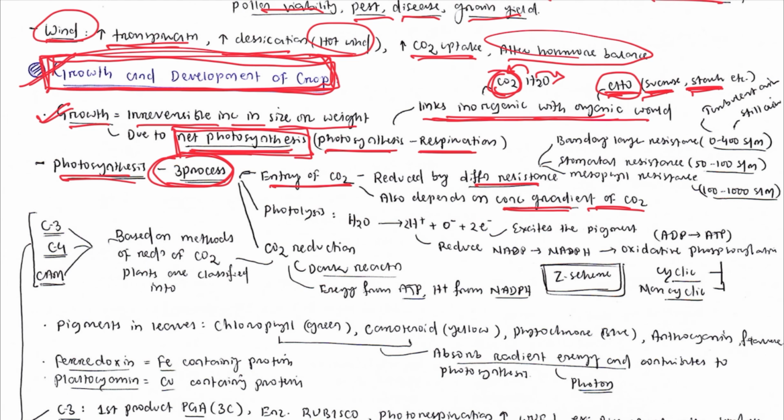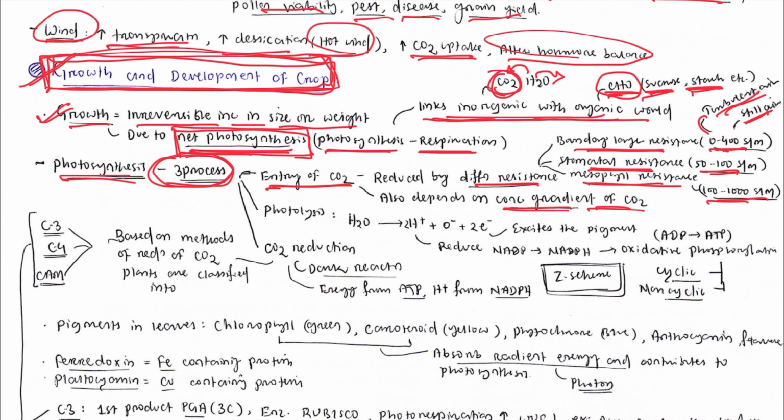One is boundary layer resistance, which varies from 0 to 400 seconds per meter, and that is due to turbulent air or still air. In turbulent air the resistance is very low, near zero, and in still air the resistance is very high. The second one is stomatal resistance, which is 50 to 100 seconds per meter. Mesophyll resistance is 100 to 1000 seconds per meter. So these are the different resistances offered during the entry of carbon dioxide into the canopy or leaf.